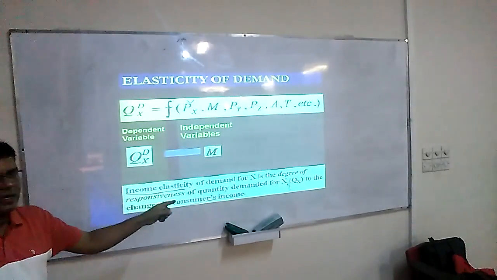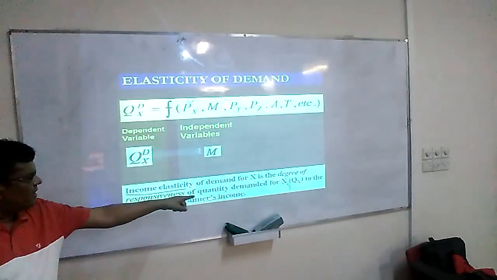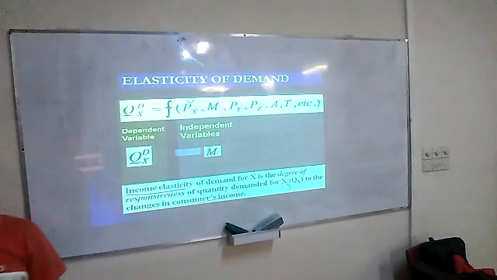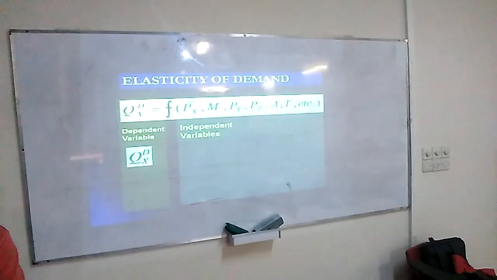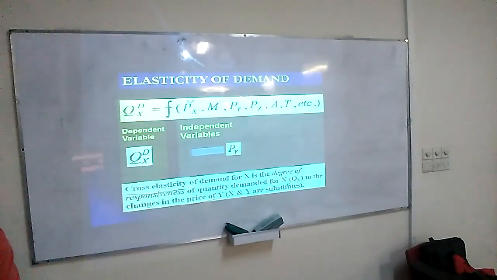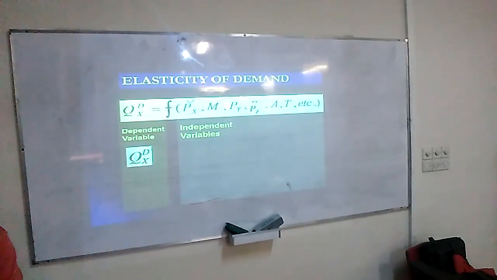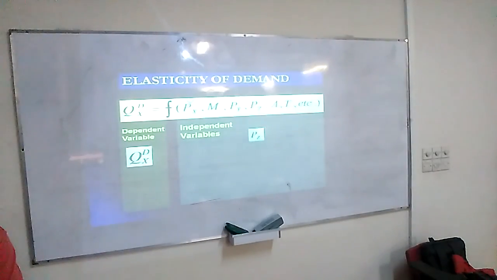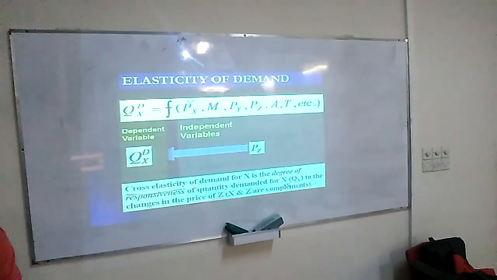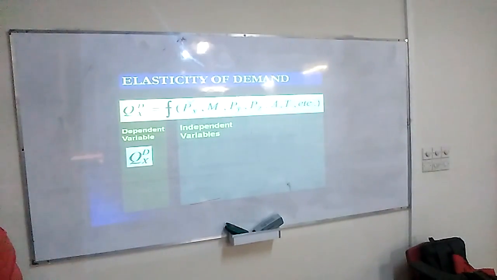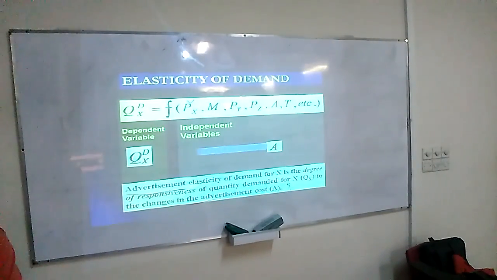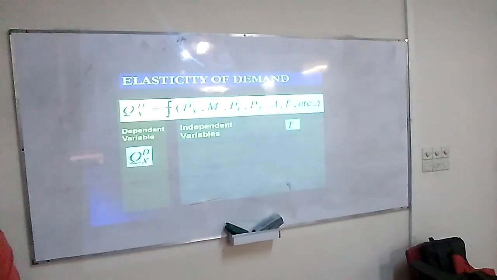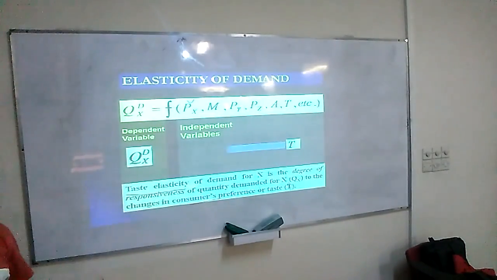That means income elasticity of demand is the degree of responsiveness of quantity demanded for X to the changes in consumer's income. Similarly, what kind of elasticity will you get for the price of Y? The price of the substitute, for example. This is cross elasticity. Then the price of Z, cross again, because these are complements. A, advertisement cost. What kind of elasticity will you get? Advertisement elasticity. T, taste. Taste elasticity. So these are the ways you have defined the elasticity.